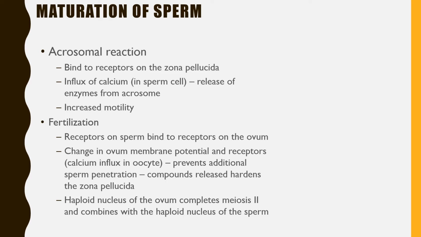Now, once the sperm actually makes contact with the zona pellucida of the oocyte, we have what we call an acrosomal reaction. So there are receptors that bind to that zona pellucida. There's an influx of calcium, so this is the second time we're having an influx of calcium. The first time was to increase motility. But this influx is going to release enzymes, like hydrolytic enzymes, from its acrosome. Now, the acrosome is on the very surface of the head of the sperm. And so it releases these enzymes and starts to hydrolyze the material of the zona pellucida.